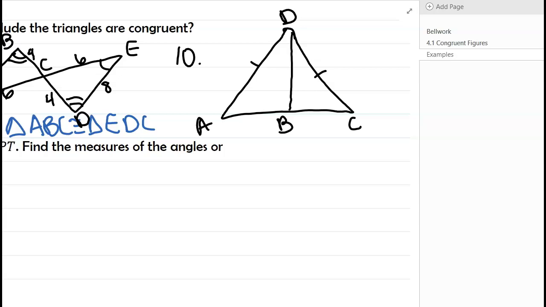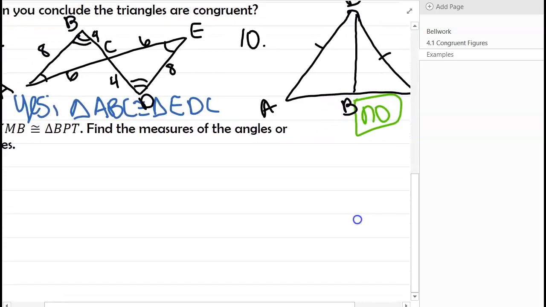So that alone, we could say no. They're not congruent triangles. But also, what about the angles? Do I know anything about the angles? Nothing. So no. They may look congruent, but it does not matter.